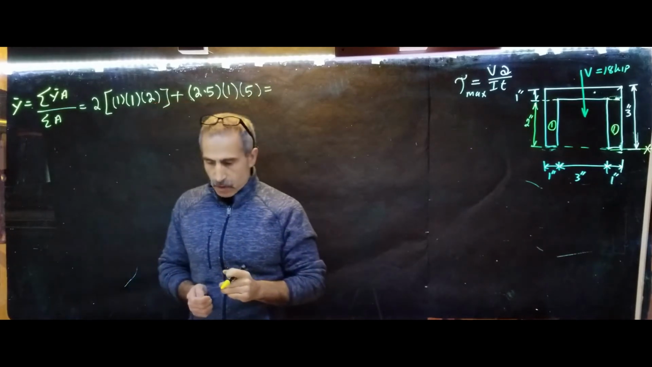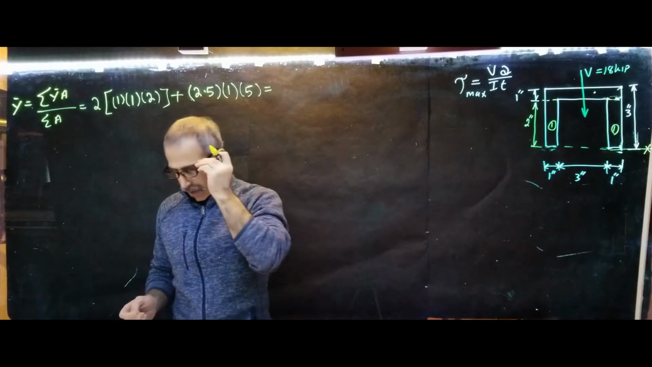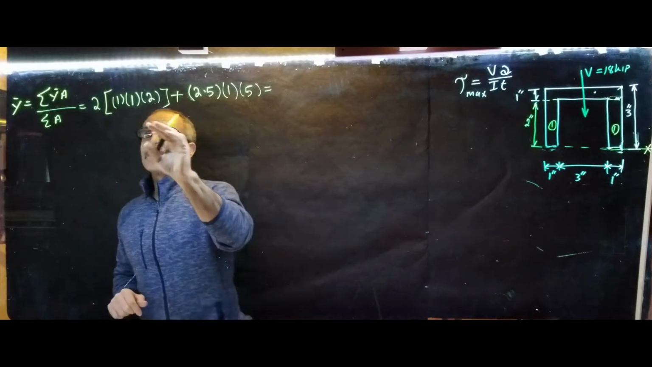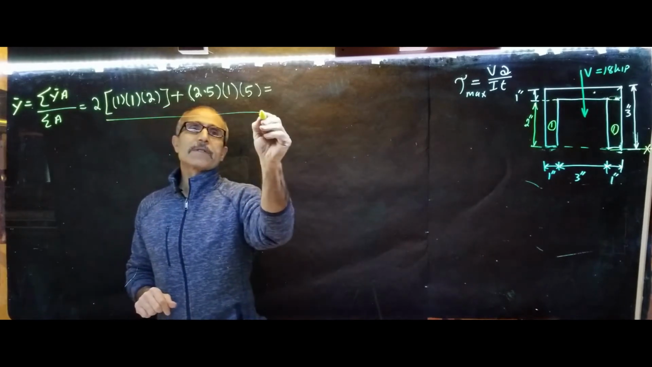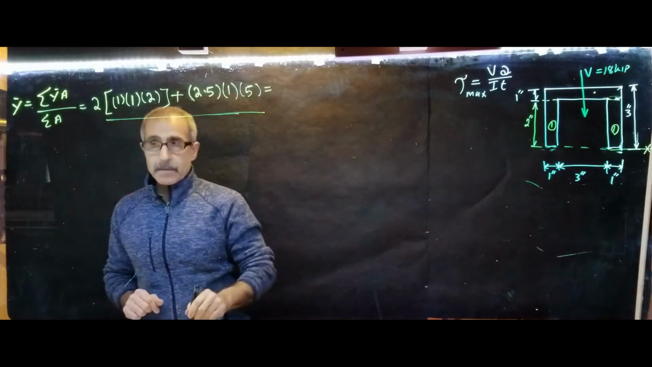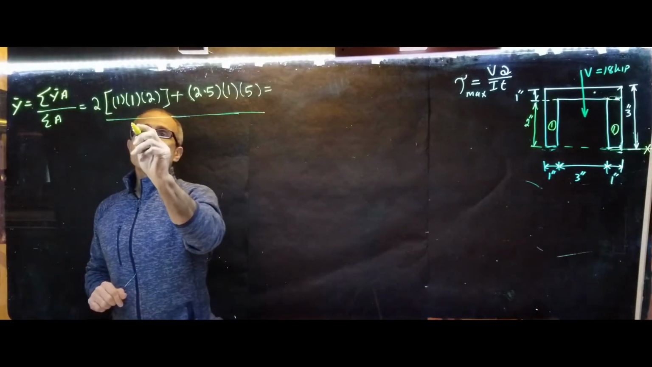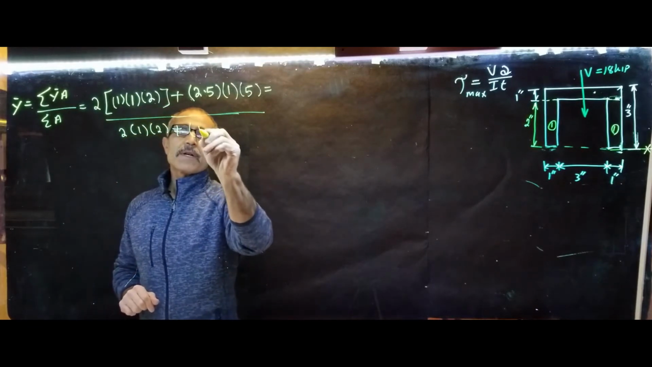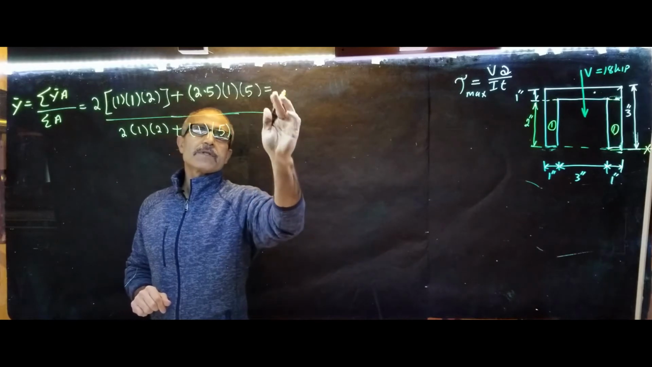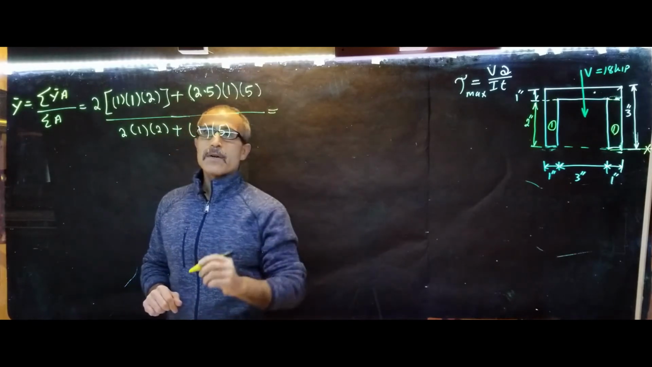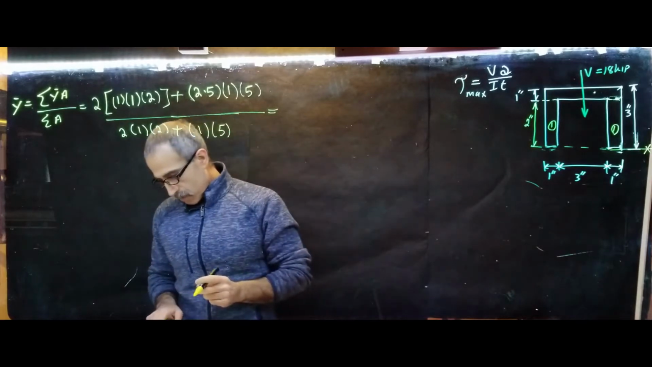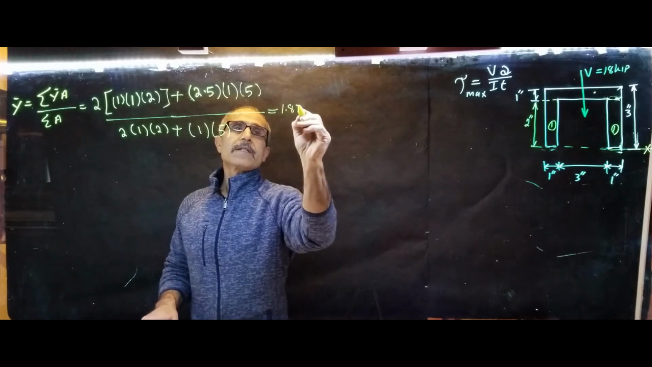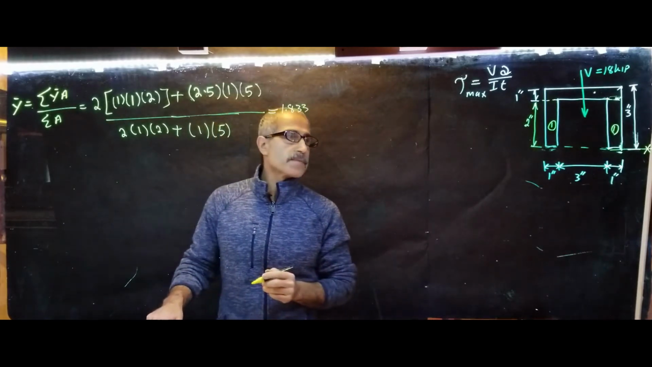So y bar comes out to, I've already calculated that. Oh, we got to divide by the area. I knew I forgot something. All right. The area of the first one is, there's 2 of them again, 1 times 2. And the area of the second one would be 1 times 5. There you go. That's much better. So that comes out to 1.833.